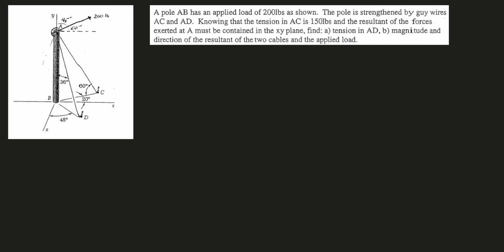So the first thing we want to do in this problem is get our three tension vectors, TAD, TAC, and that T200 here, in Cartesian form. So, we'll do the T200 first. Now here we're actually given the direction cosine angles.